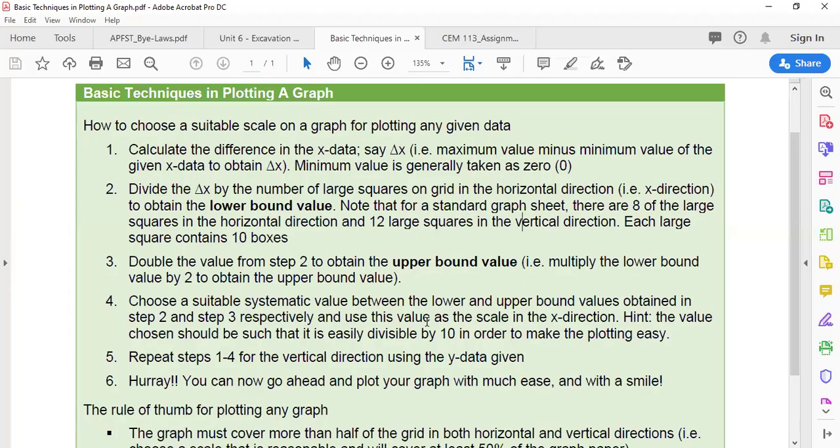extension is plotted on the x-axis. So in this case, the X data is the x-axis, okay? The X direction is the extension. So look for the maximum and the minimum value, and then calculate the change in X, which is maximum minus minimum. When you finish, divide that answer by the number of large boxes or squares.